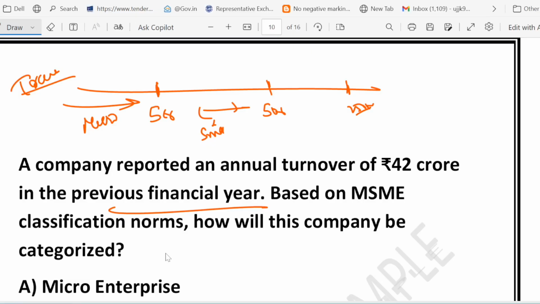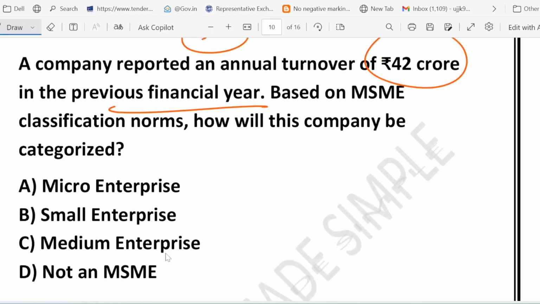So what do you think? Which option do you think is correct? Now in this case, turnover is given 42 crore. So it is more than 5 crore but less than 50 crore, so it falls in the small enterprise category. Right. So I think this is one easy one. You must know the criteria of turnover, then you can easily answer this question.